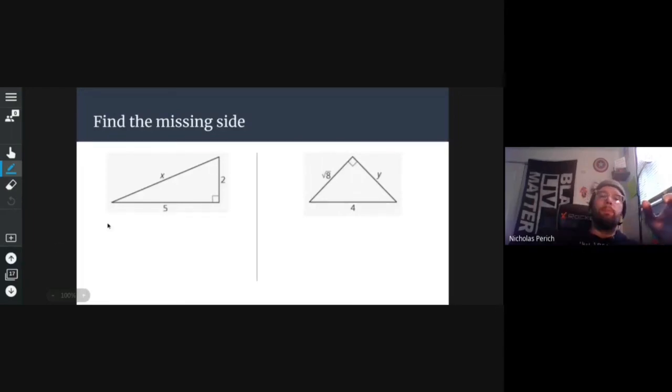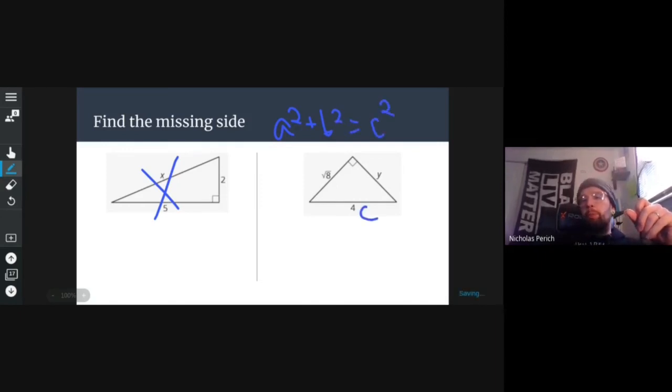Skip this one. This one's gross, but I like it. Watch. A squared plus B squared equals C squared. The longest side is that one. Doesn't matter which one you call A or B as long as the longest side is C. So what I have is the square root of 8 squared plus y squared equals 4 squared.